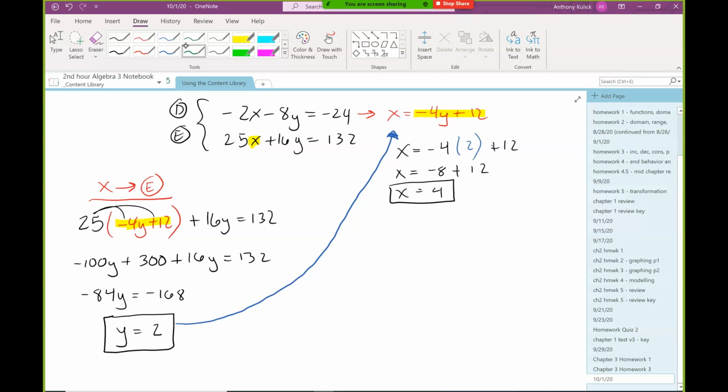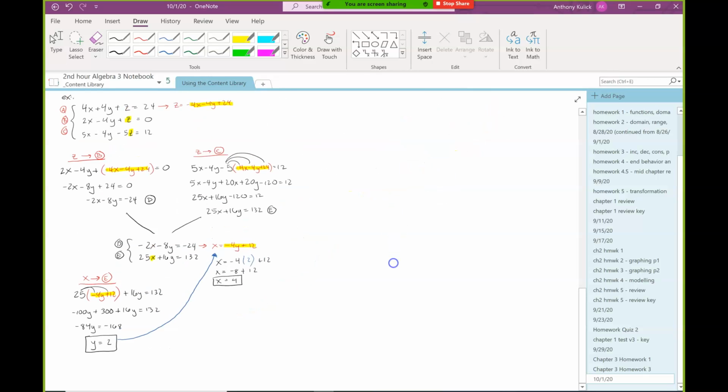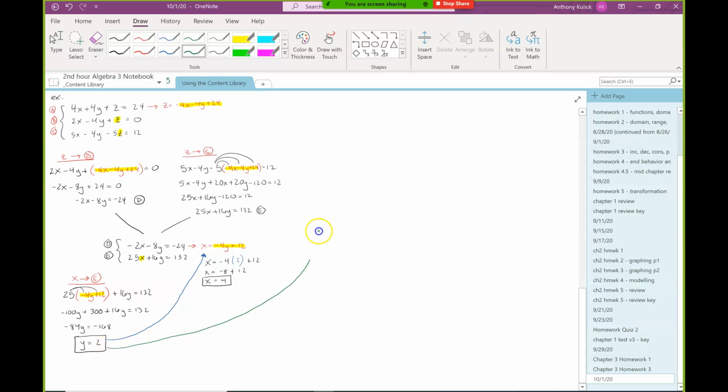Now I have 2 parts to my answer. To find the third part, I'm going to take each of these 2 answers and plug them in back here.